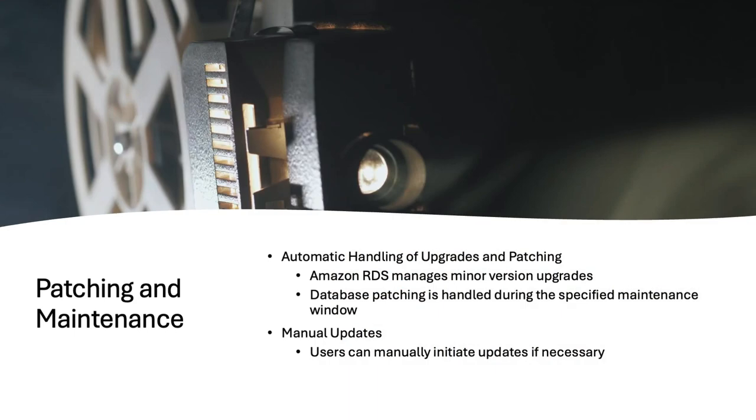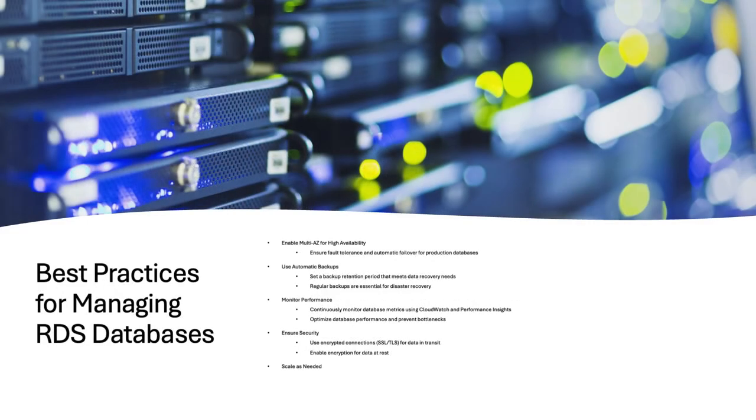Amazon RDS takes care of minor version upgrades and database patching automatically during the maintenance window you set. If needed, you can also manually initiate updates. For managing RDS databases, enable multi-AZ for high availability, use automatic backups, and monitor performance. Ensure security with encrypted connections and IAM roles. Regularly assess and scale resources as needed.